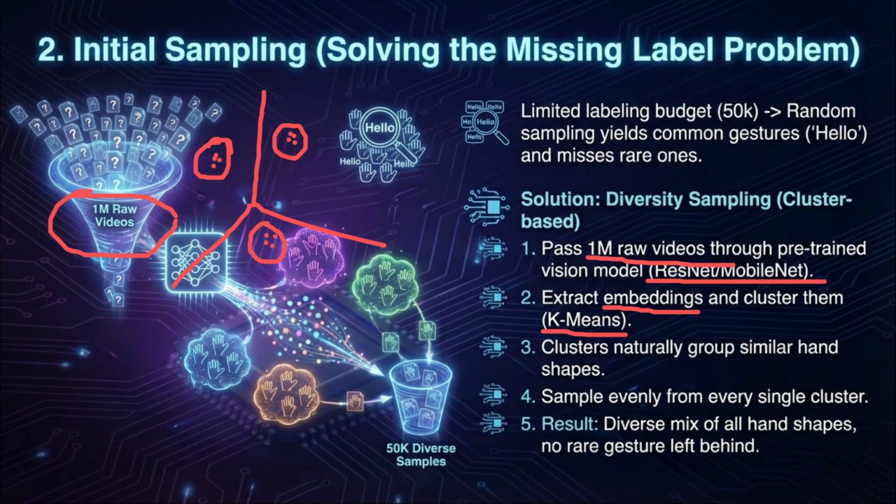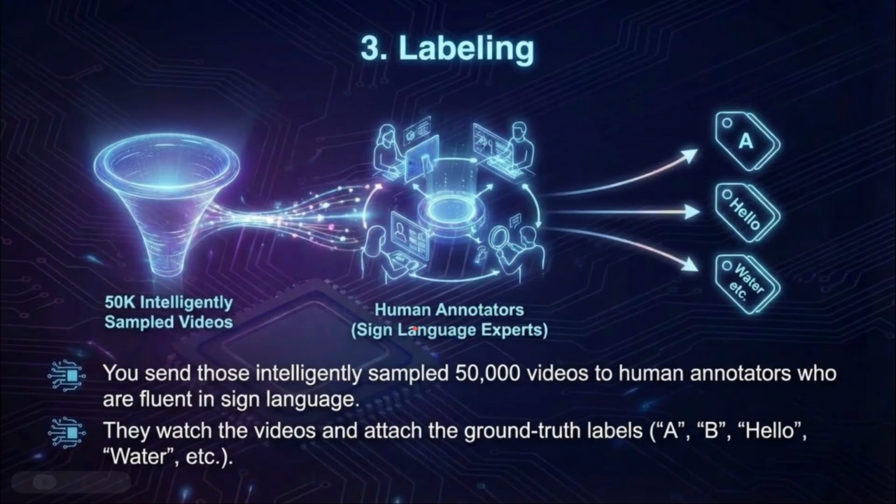Now we have to label it. We'll send these 50k diverse samples to human annotators. These annotators are experts in the field. So if your use case is a medical use case, then you will have medical field annotators. Depending on your use case, you'll hire the annotators. Those people label our videos.